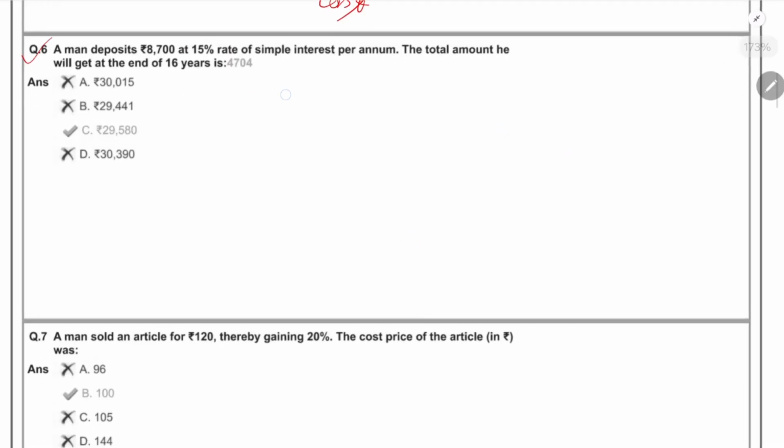In question number 6, a man deposits 8,700 at 15% rate of simple interest per annum. Find the total amount he will get at the end of 16 years. So the simple interest formula is equal to PRT by 100. The principal amount 8700 into rate 15, not divided by 100 for the rate only, and time is 16 years, by 100. Now cut it.